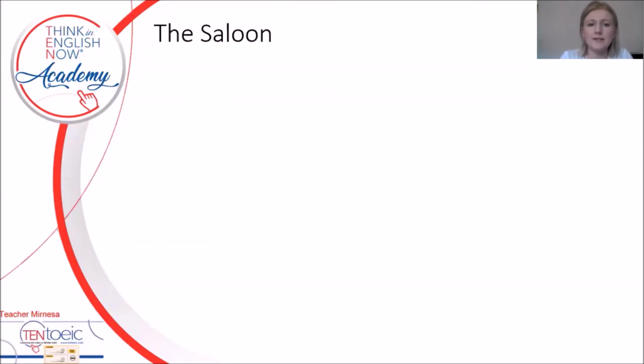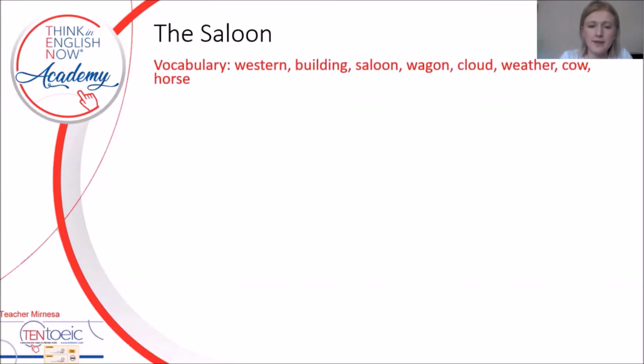Our next picture is the picture of a saloon. First, let's go through the vocabulary together. So, please repeat after me. Western, building, saloon, wagon, cloud, weather, cow, horse.